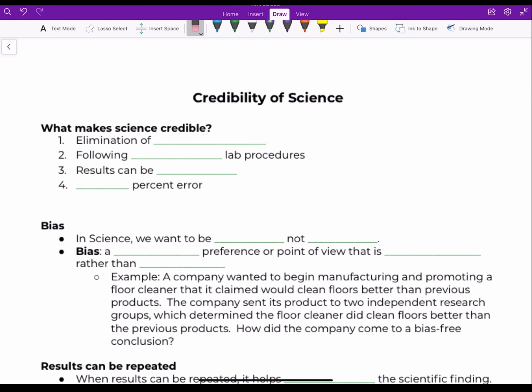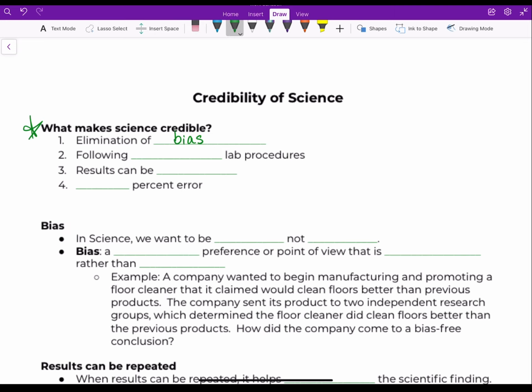And you will remember that this question, what makes science credible, is one of our guiding questions for the unit. So there's a few different ideas listed here, but this is not an exhaustive list. There are a lot of other things too, but this is a good starting point. So what makes science credible? Number one is the elimination of bias. And down here, we will talk exactly what it is in just a second.